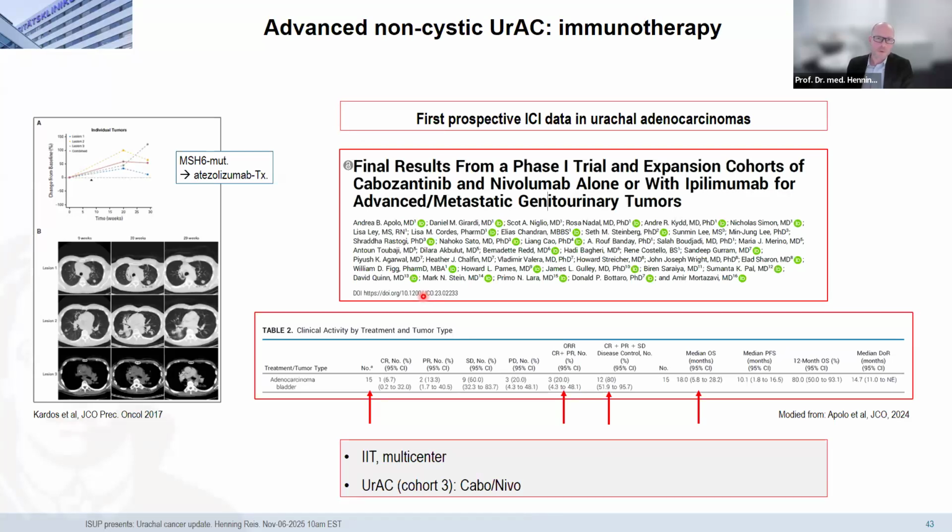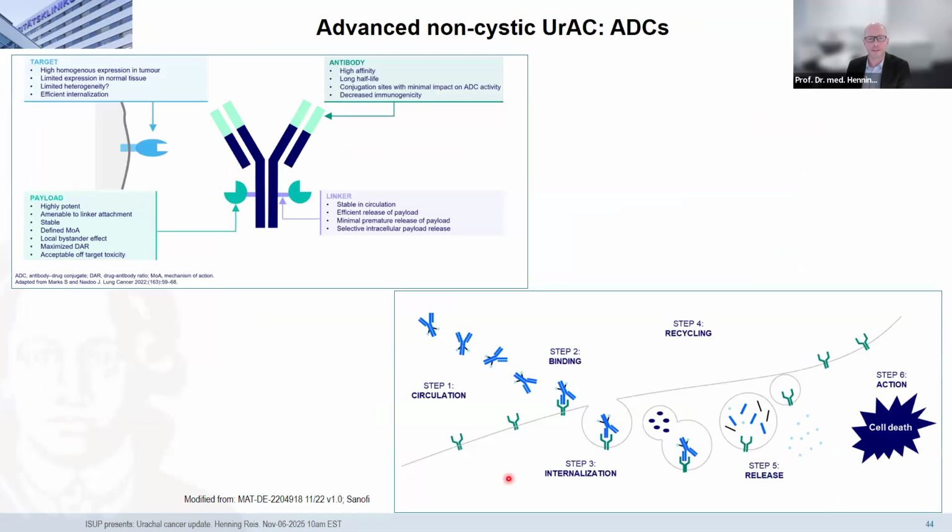So we also have the first prospective immunotherapy data in urachal adenocarcinomas. This is one study that included rare genitourinary tumors, and urachal cancer cases were included, also adenocarcinomas from the bladder. And 15 cases were included, and unfortunately, you cannot separate the adenocarcinomas of the bladder from urachal cancer cases. The overall disease control rate was 80%, and the urachal cancer cases were in the cabozantinib and nivolumab cohort. So this is also very recent data, the first prospective ICI data in urachal cancer.